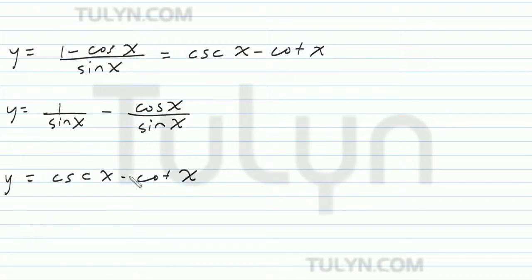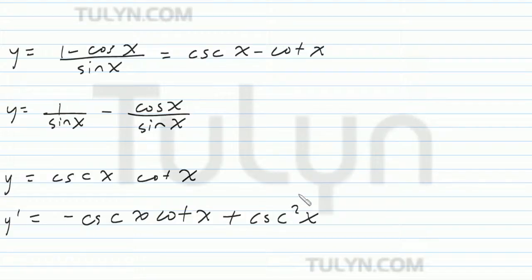And then finding the derivative of this, y prime, equals the derivative of cosecant x, which is going to be negative cosecant x cotangent x, plus cosecant squared x. And how did I get that? Well, the derivative of cosecant x is negative cosecant x cotangent x, and the derivative of cotangent x is going to be negative cosecant squared x.